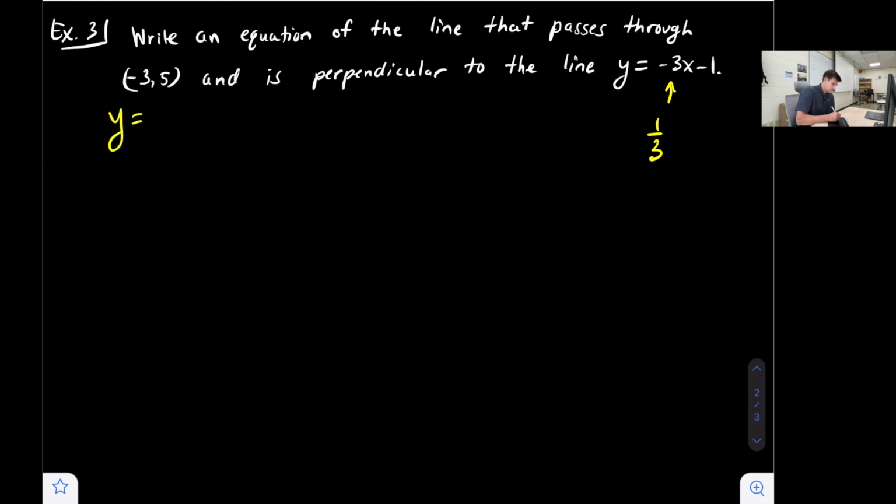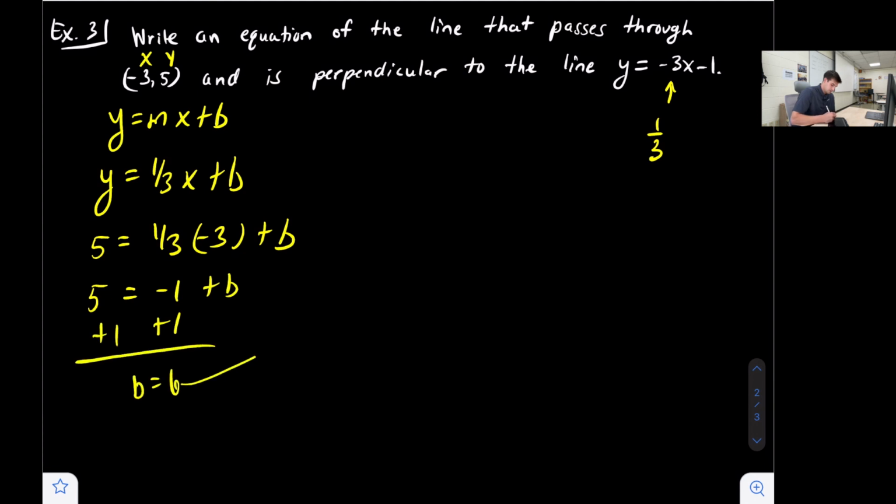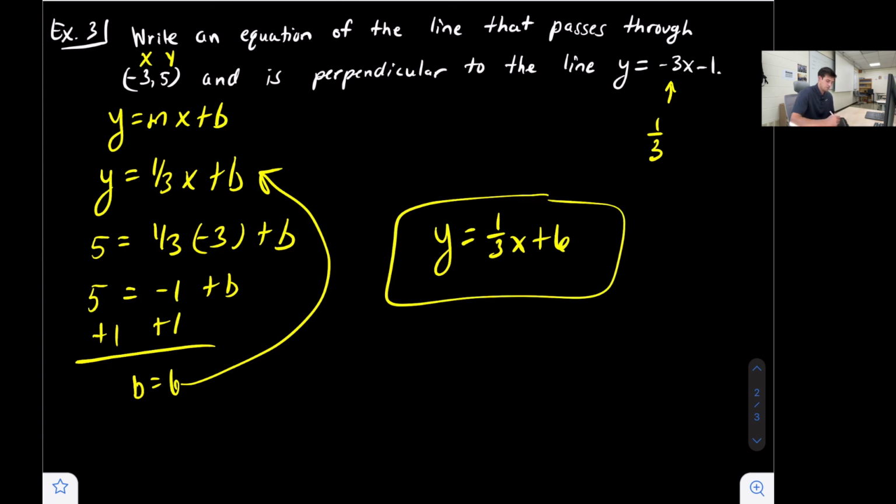So we're going to start in slope-intercept form, y equals mx plus b. We're going to plug in our 1/3 slope, because 1/3 is the opposite reciprocal of -3. We have our x and our y. So 5 is equal to 1/3 times -3 plus b. 1/3 of -3 would be -1. Add 1, and we get b is 6. So we can plug 6 in for b, and our final equation would be y equals 1/3 x plus 6. This equation would be perpendicular to y equals -3x minus 1. So that is how you use slopes to determine if equations are parallel or perpendicular.